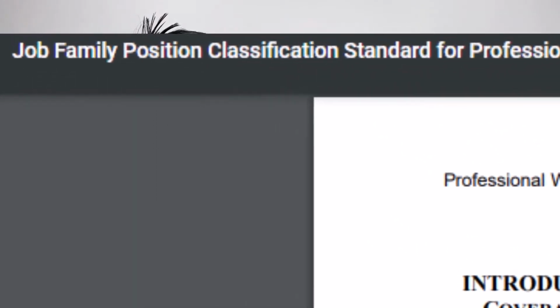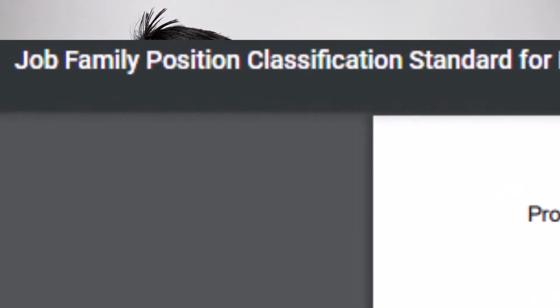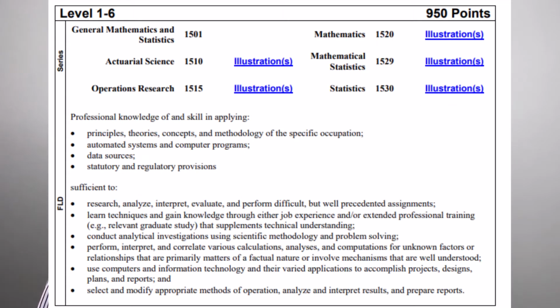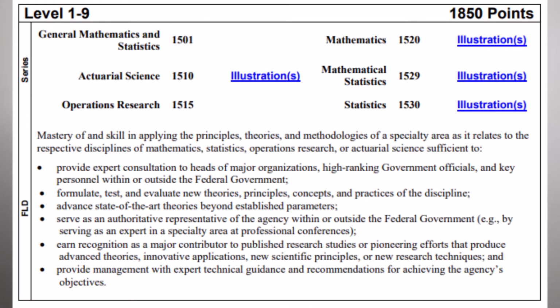Feeling intimidated? You shouldn't be. Look at the title of this manual, Job Position Standards. This is the guide that OPM will use to judge the standards in your PD. When you dive into this manual, you're going to find out that for each factor, there's multiple levels. And for each level, it gives you the words that are associated with that level.